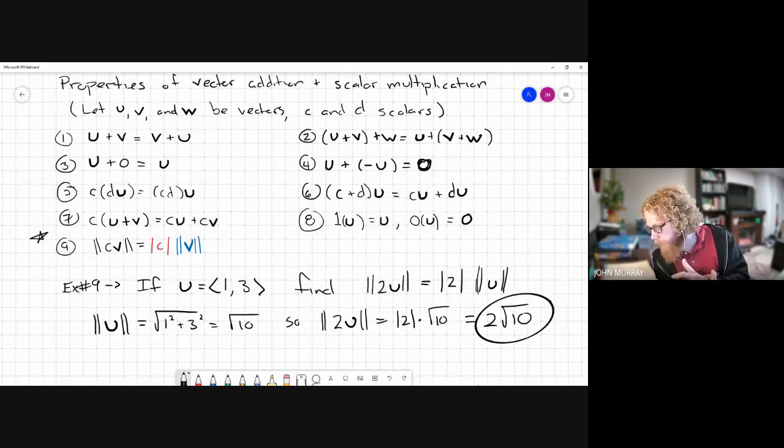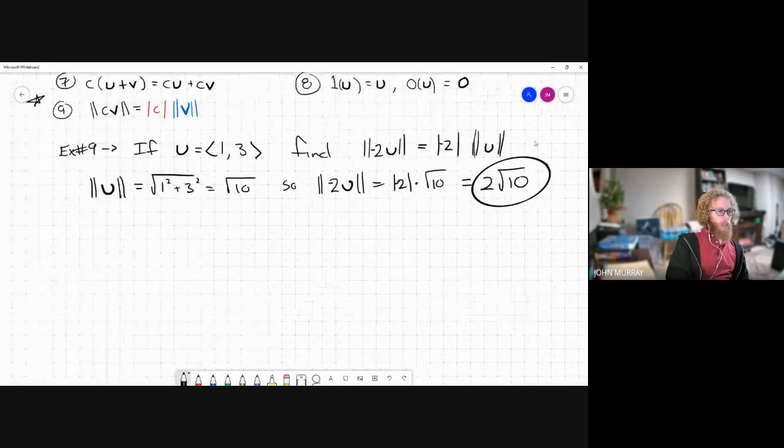All right, pretty straightforward. The only thing you have to worry about is if this was a negative 2u, we'd still end up with the same thing. Negative 2u equals the absolute value of negative 2 times the square root of 10, and we'd still get 2 root 10. But I don't think you're going to see that too much.